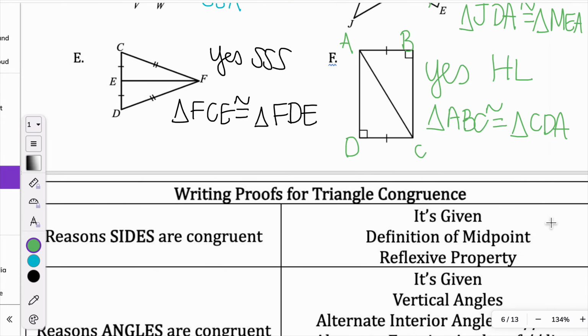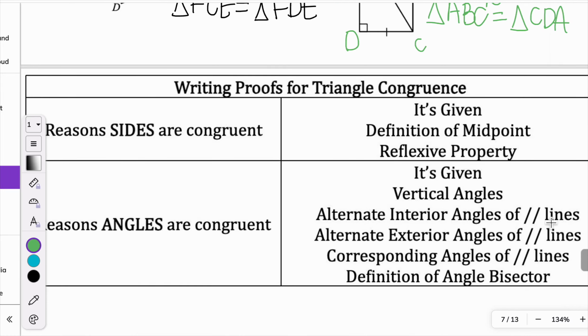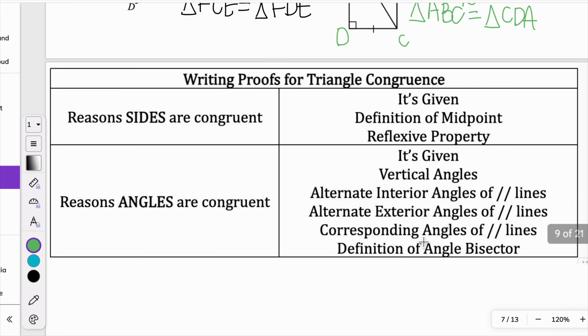Okay? Now we're going to get into some proofs. Yay, our favorite. So here are reasons why proofs can be helpful, or reasons why we can say triangles are congruent. We're starting with sides first. So reasons why sides are congruent are either given, we're going to see a lot of definition of midpoint, or the reflexive property.